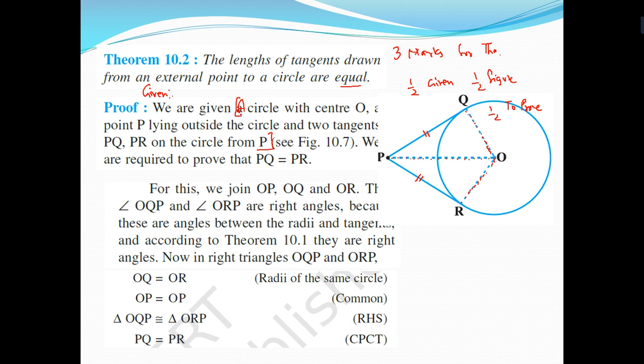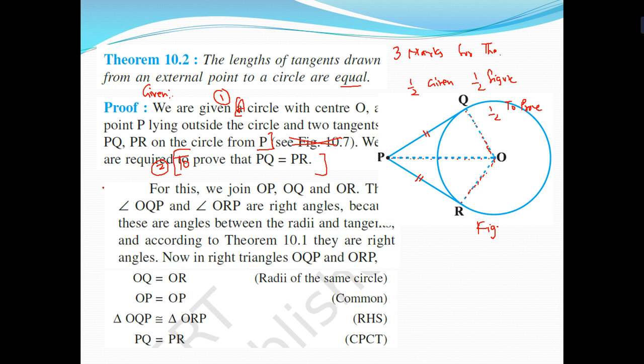So first is the given: a circle is given with center O and a point P lying outside the circle, and two tangents PQ and PR on the circle from point P. That is not to be forgotten when writing. What do we have to prove? From here, to prove is the second: to prove that PQ is equal to PR. So given we have to write first, afterwards to prove we have to write second. Here it is a figure. We have to say it is a figure.